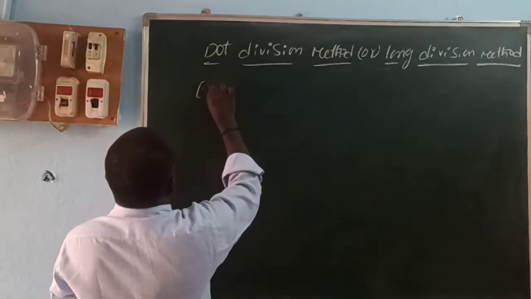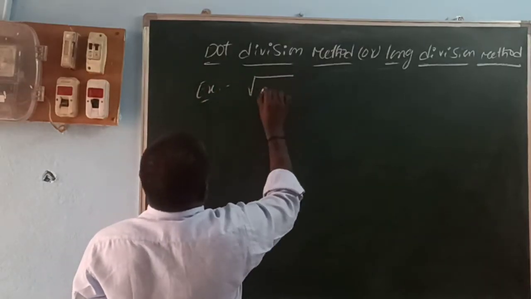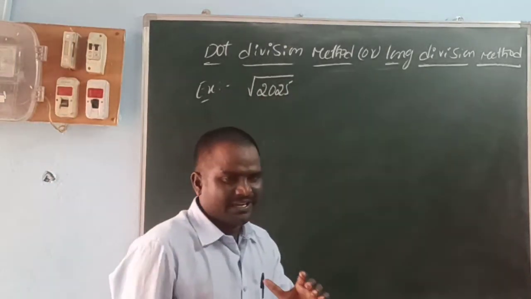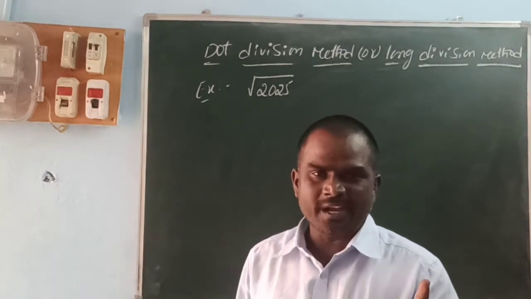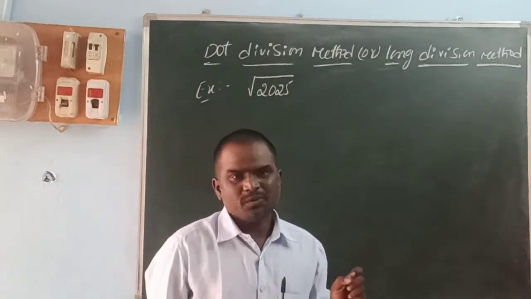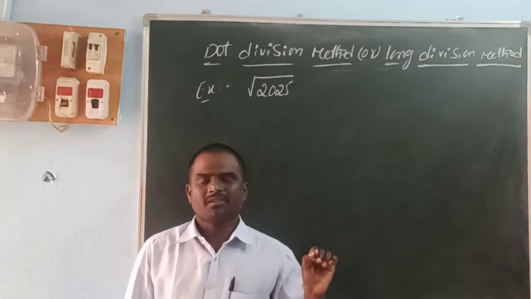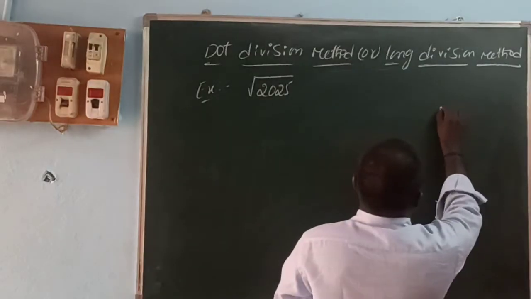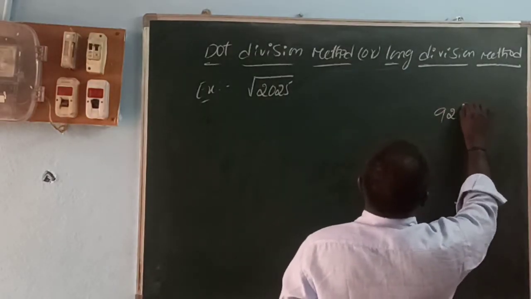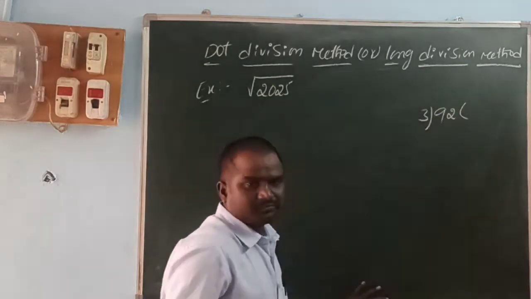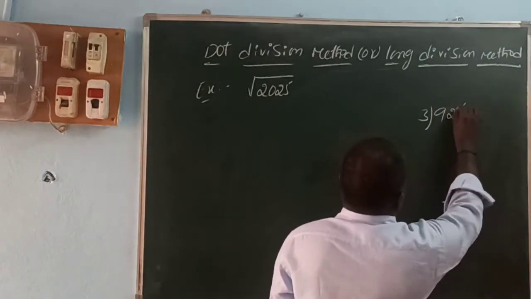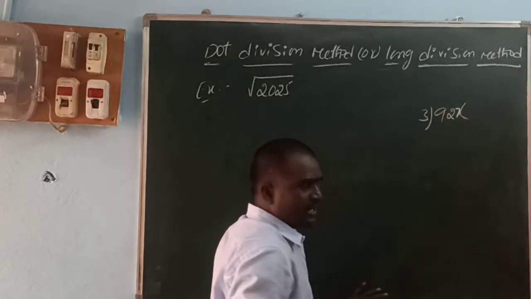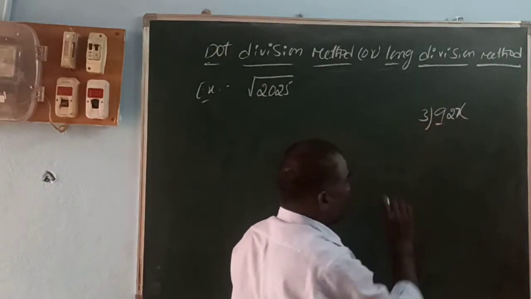For example, here the square root of 2025. Okay, same as division, how we do it. How can we divide? Same as it is. In the division we can draw one dot here with one digit. For example, 927 is divided by 3. How do we divide here? One digit, here also take that one digit.